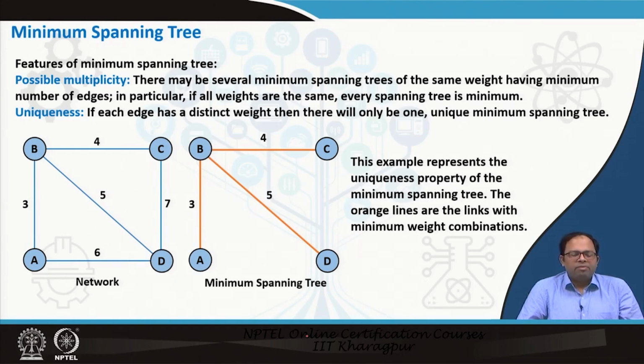But if each edge has a distinct weight, then there will be only one unique minimum spanning tree. So, that is called uniqueness property. So, that means if each edge has separate weights, like in this particular case we are having a network of A, B, C, D nodes, and these are the different links, and these are the impedances which we have given, which are all different. So, this will lead to only one minimum spanning tree which is given in this particular figure.